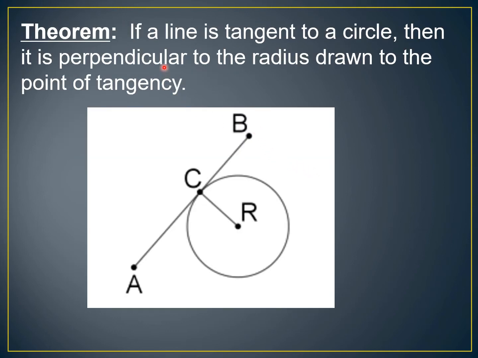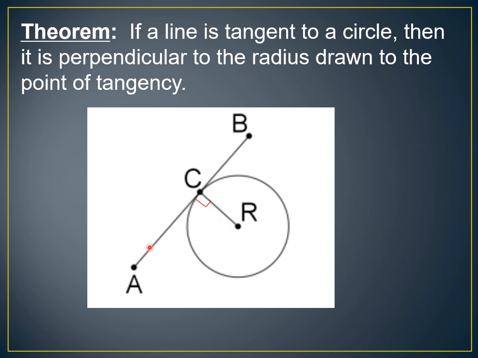Let's have this theorem. If a line is tangent to a circle, then it is perpendicular to the radius drawn to the point of tangency. So, dito sa figure na to, ang given daw natin, we have a line that is tangent to the circle. This line AB is tangent to circle R at point C. And then, ang conclusion natin, yung radius drawn to the point of tangency, that is radius CR, is perpendicular to line AB. That is our conclusion. They are perpendicular to each other. So, yun yung magiging conclusion natin.